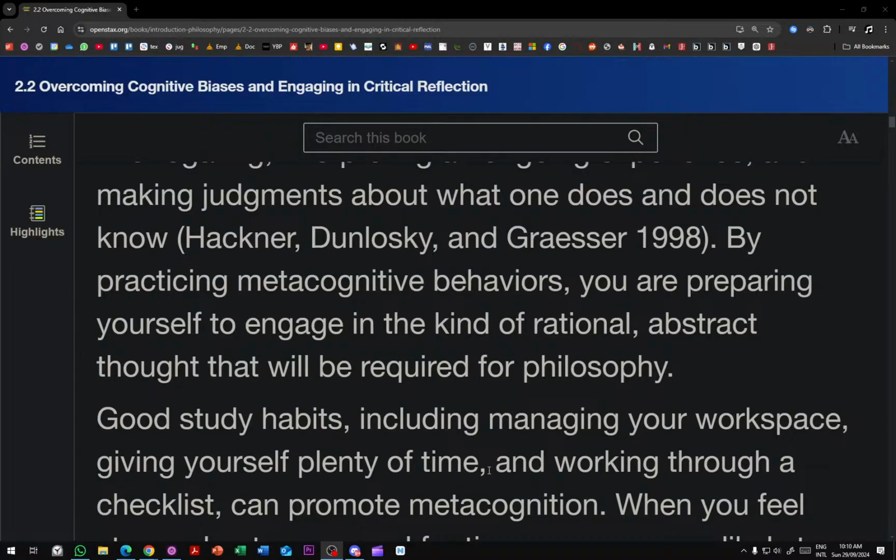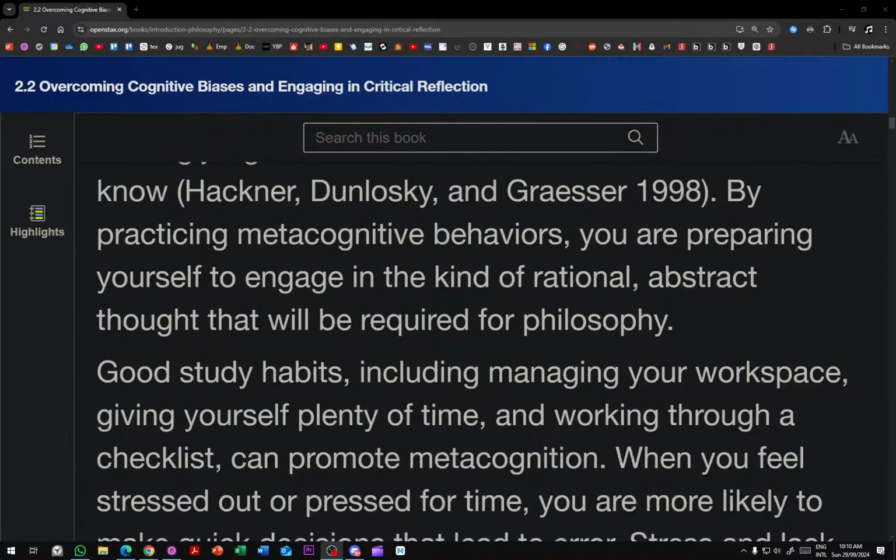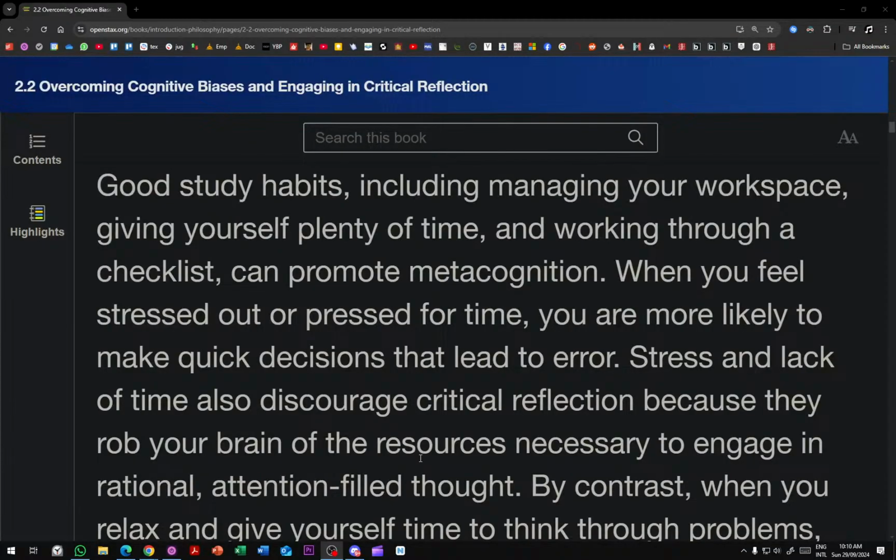By practicing metacognitive behaviors, you are preparing yourself to engage in the kind of rational abstract thought that will be required for philosophy. Good study habits, including managing your workspace, giving yourself plenty of time, and working through a checklist, can promote metacognition.